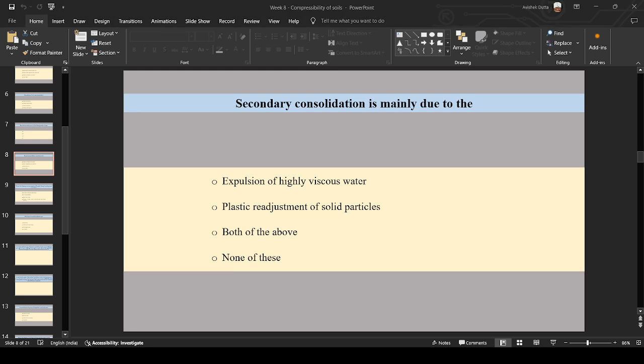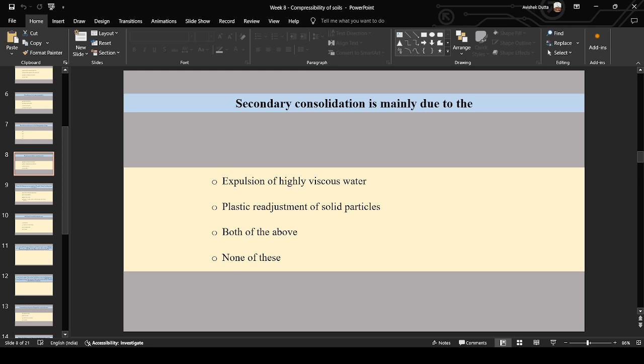Secondary consolidation is mainly due to: option 1, expulsion of highly viscous water; option 2, plastic readjustment of solid particles; option 3, both of the above; or option 4, none of these. Secondary consolidation is one of the stages of consolidation. So what is the major phenomenon that occurs in that stage?